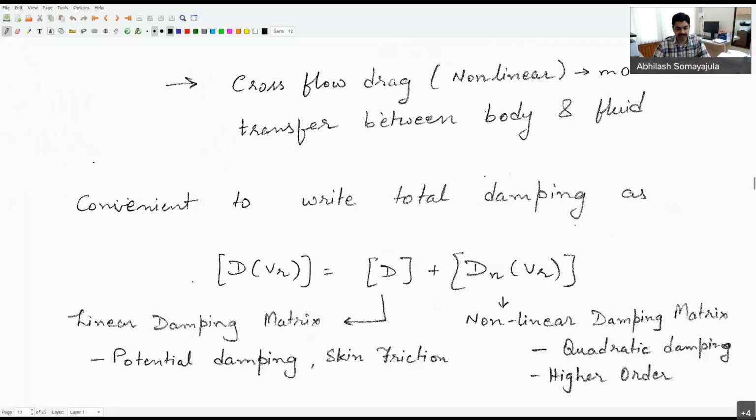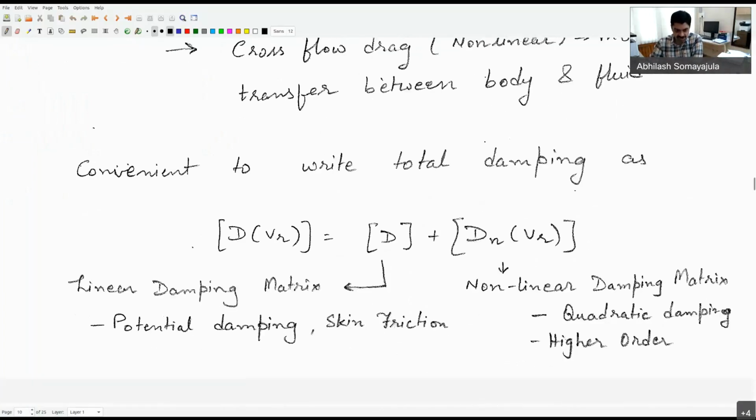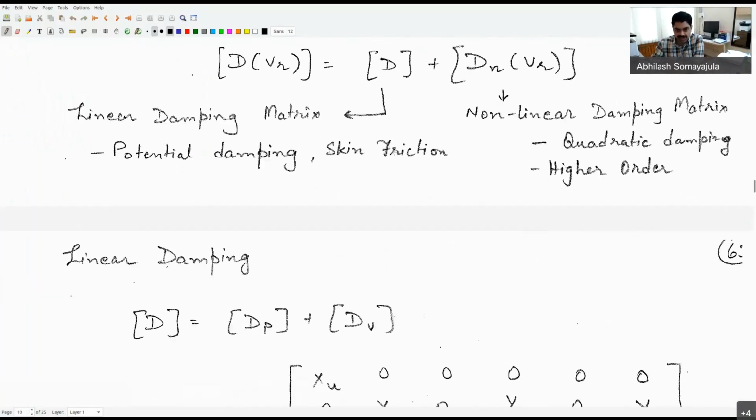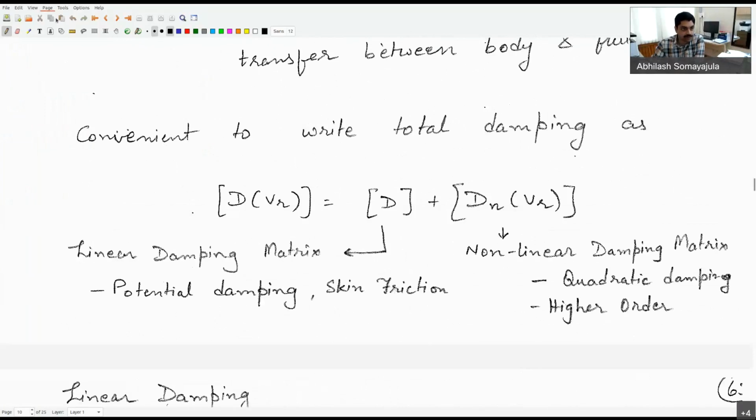All right, so in the last class we were discussing the various dissipation forces. We are still talking about the different maneuvering models, and how we found the rigid body mass matrix.